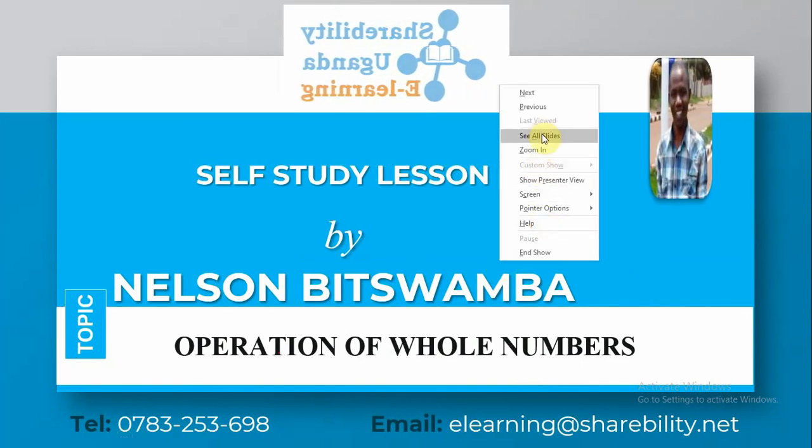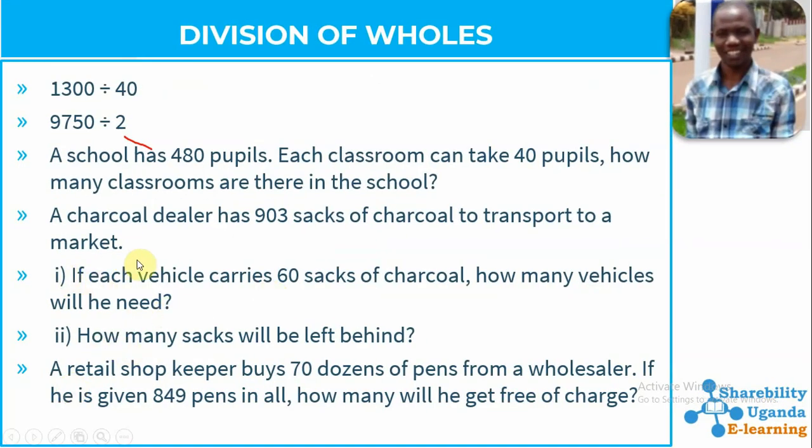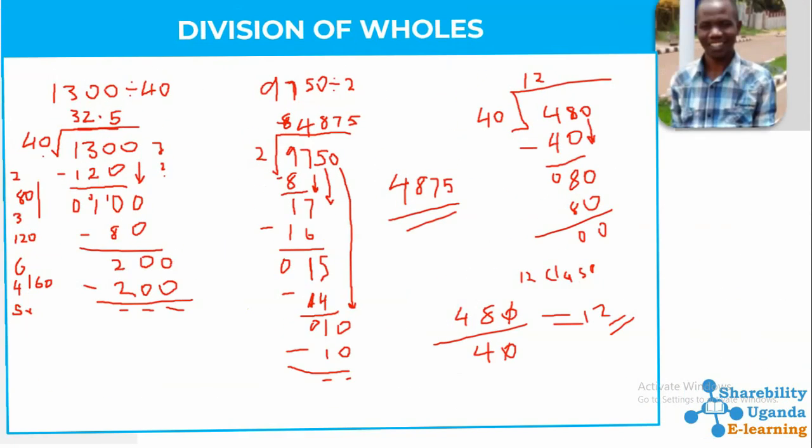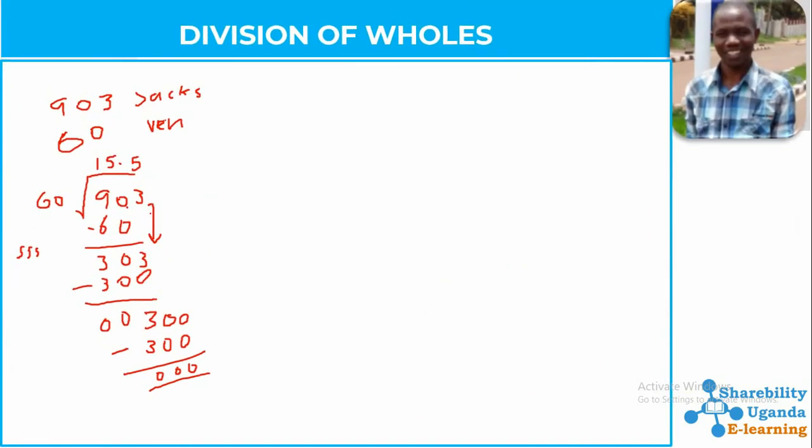Our question was here. A charcoal dealer has 903 sacks of charcoal to transport to a market. If a vehicle carries 60 sacks of charcoal, how many vehicles will he need? We are able to find how many vehicles are needed, and we can calculate it from here.